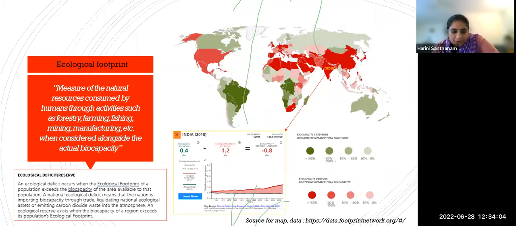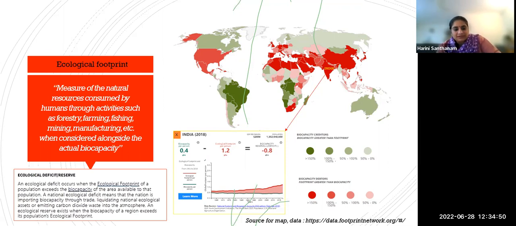In the box that you see, there is an explanation for what this means. An ecological deficit occurs when the ecological footprint of a population exceeds its biocapacity. So a national ecological deficit means that the nation is importing biocapacity through trade and liquidating national ecological assets, or emitting more carbon dioxide into the atmosphere. This is a negative situation. An ecological reserve exists when the biocapacity of the region exceeds its ecological footprint. It is a positive situation.